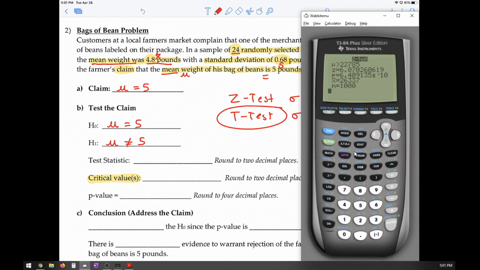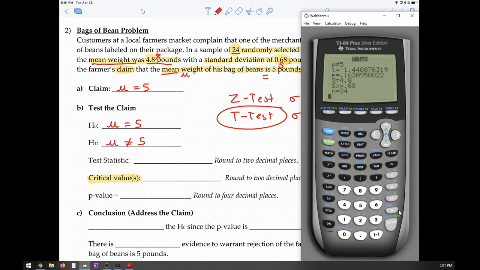So we're going to go to stat, t-test, and mu naught, mu 0, is 5, right? It's always the value that's in the claim. X bar is the 4.8. S is 0.68. It's right here. N is our sample size, which is 24. And then the alternative has the not equal sign, so we're going to choose the not equal sign there. Press enter to select it and then calculate.